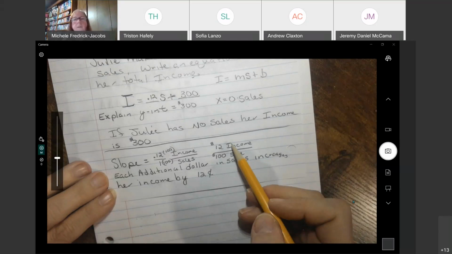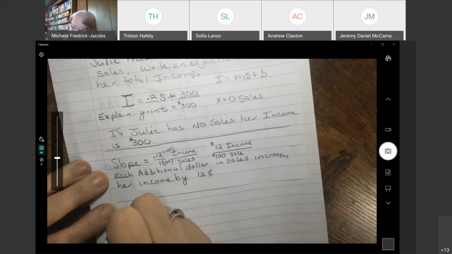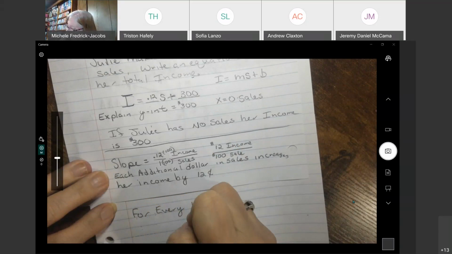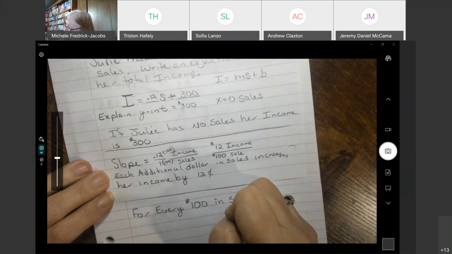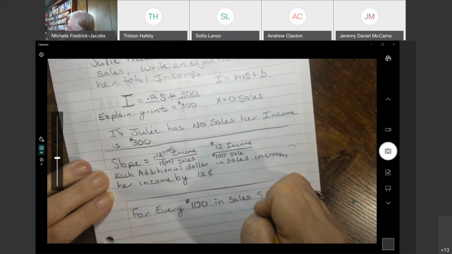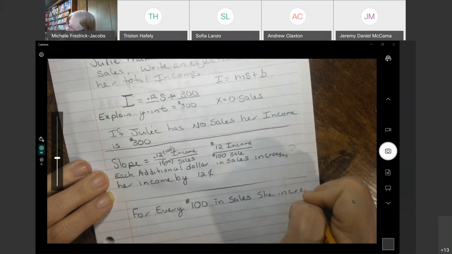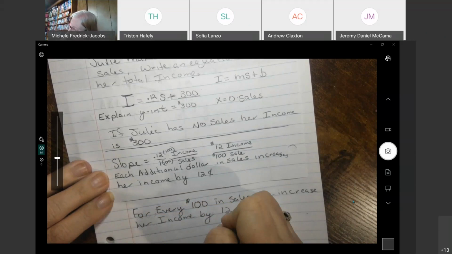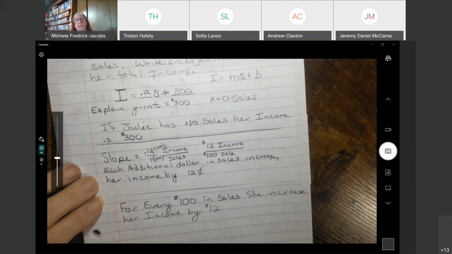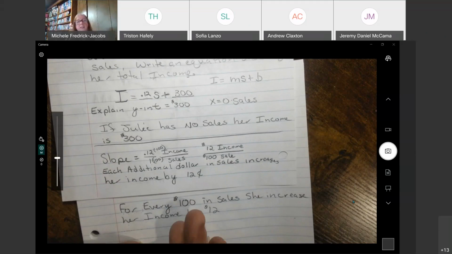Or if we use this one, for every $100 in sales, she increases her income by $12. Neither one is wrong. It's just this is a little easier to see the amount. When you're talking 12 cents, it seems like nothing.